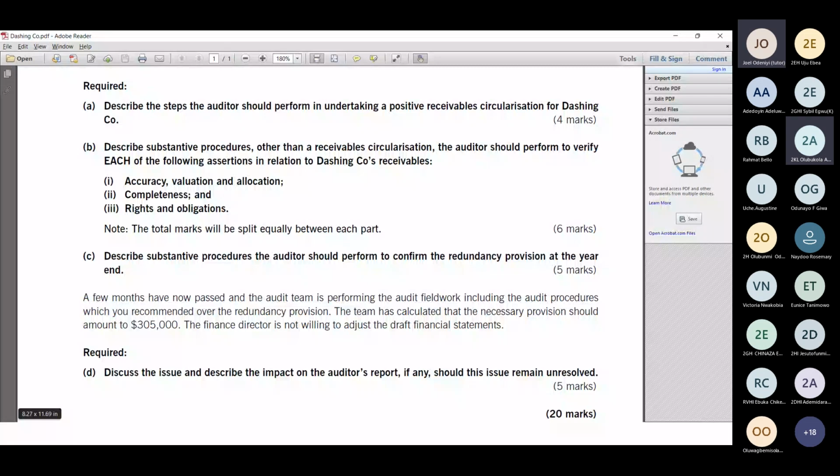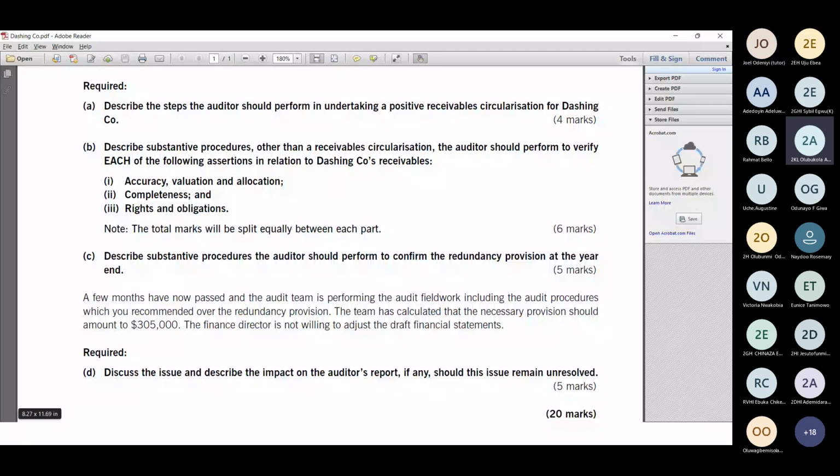Okay, so that's pretty much what the examiner will require of you. Now, if management, because this question told you that the finance director is not willing to make the adjustment, they told you to describe the impact on the auditor's report, if any, should the issue remain unresolved. If they had told you to discuss the impact if it is resolved, that is, if management adjusts the financial statement, and if management refuses to adjust the financial statement, then you could have also discussed the other way: if management amends the financial statement, it means that there is no more material misstatement, and the auditor will issue an unmodified opinion on the financial statement.